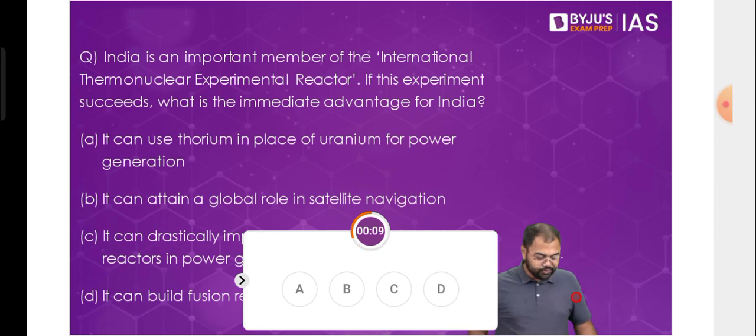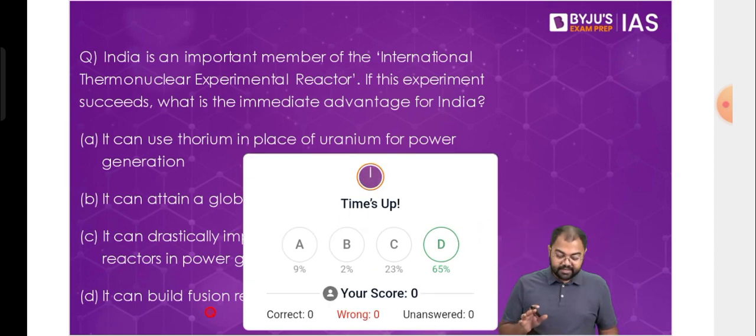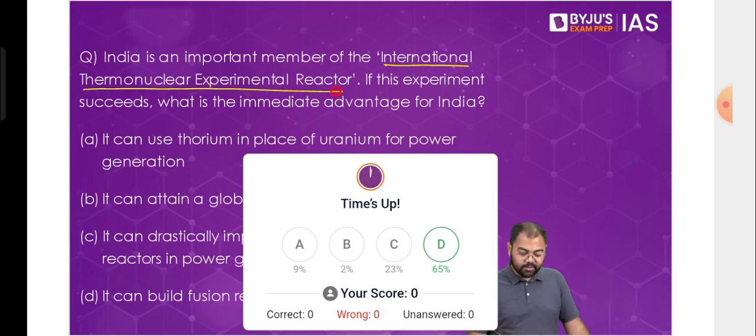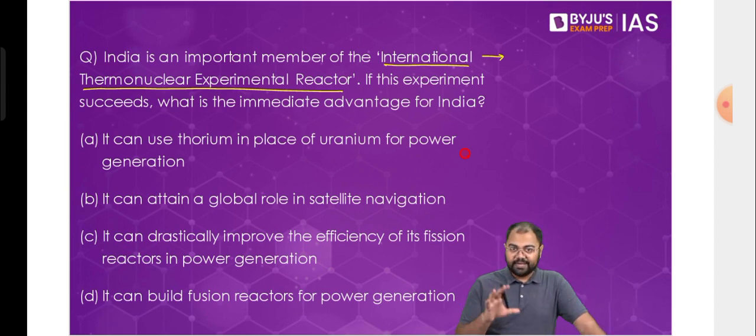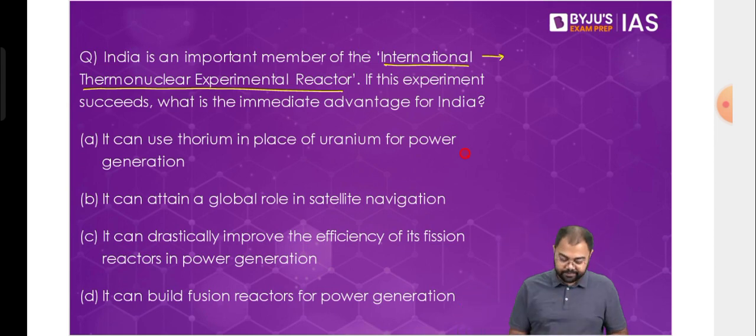Okay, so 66% of you have marked D, which is the correct answer. Surprisingly, a lot of you have marked C. Let me give you the answer to this question. India is an important member of the International Thermonuclear Experimental Reactor. If this experiment succeeds, what is the immediate advantage for India? First, it can use thorium in place of uranium. We are talking about the International Thermonuclear Experimental Reactor, ITER. What did we discuss about ITER? That we are using a magnetic field, right? Magnetic confinement for hydrogen, the fusion of hydrogen into helium. So there is no thorium, there is no uranium. That's why A does not make any sense.